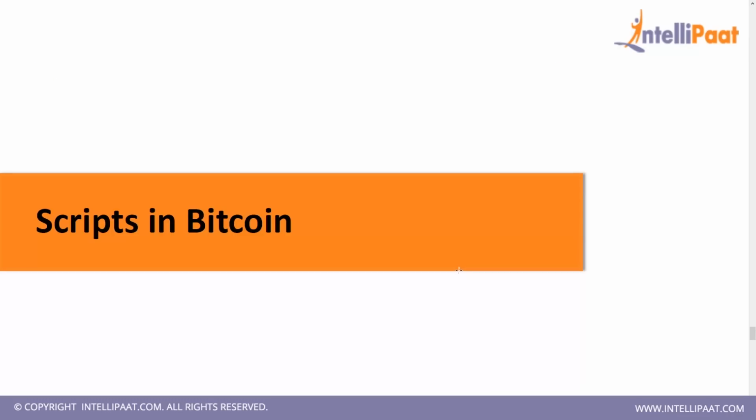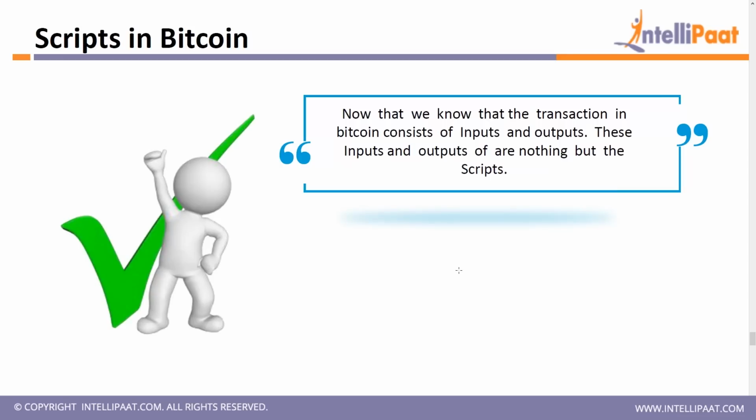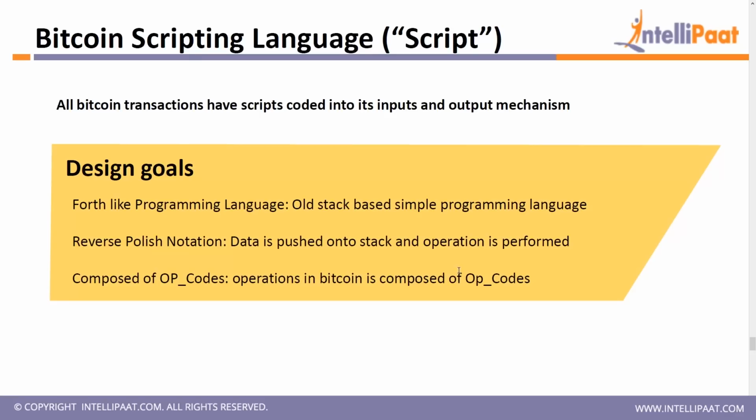What are scripts in Bitcoin? Now that we know that a transaction in Bitcoin consists of inputs and outputs, these inputs and outputs are nothing but scripts, written in the Bitcoin scripting language, Script. All Bitcoin transactions have scripts coded into their input and output mechanism.